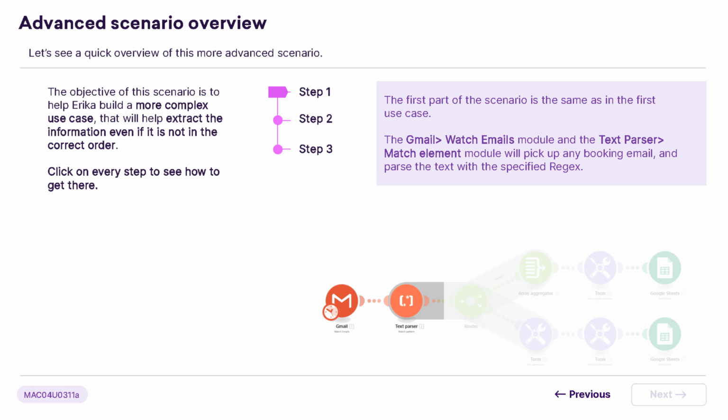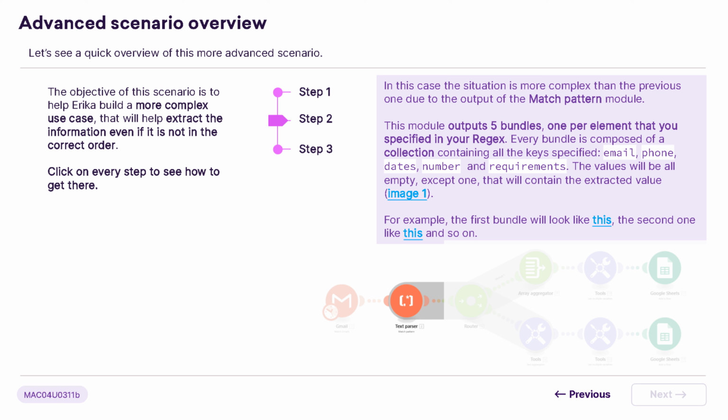In this advanced scenario, we're helping Erica tackle a more complex situation. The goal is to extract information from emails, even if the data isn't in the expected order. This is achieved using the match pattern module, which outputs a series of bundles. Each of these bundles corresponds to a specific element you've set in your regex, such as email, phone, dates, numbers, and requirements. Each bundle contains a collection of keys, but only one key will hold the actual extracted value, while the rest remain empty.